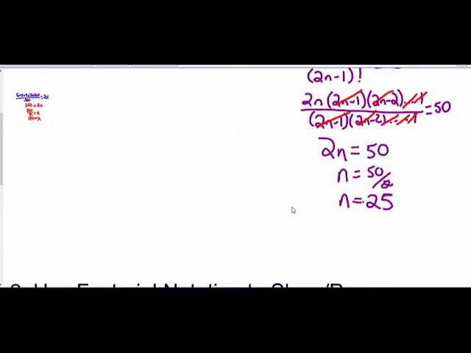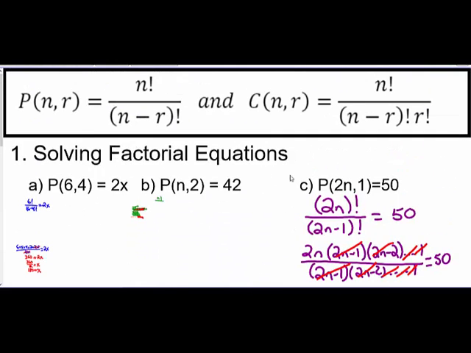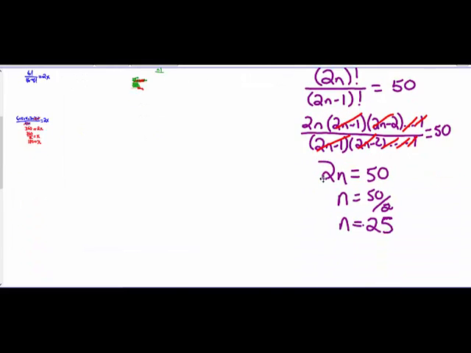So those are the basics. Not sure why I did all examples involving permutations, but obviously if we had a combination here as well, we would do the same thing except make sure we have the second factorial in the denominator.